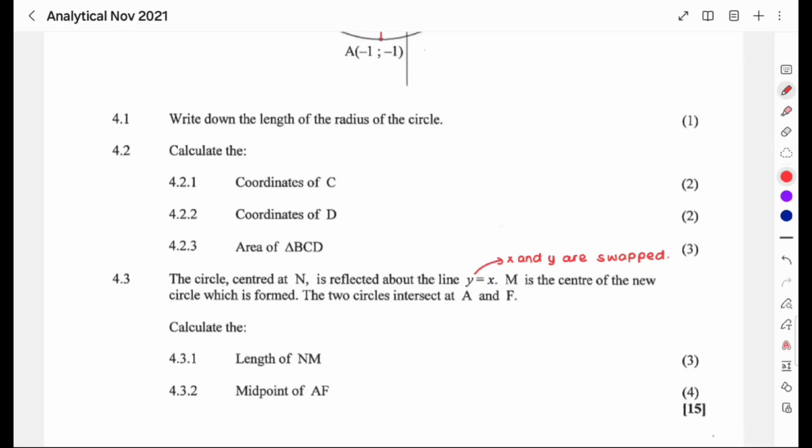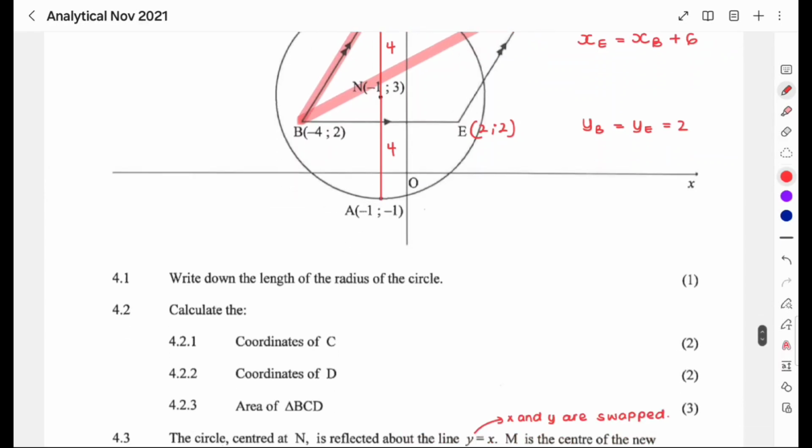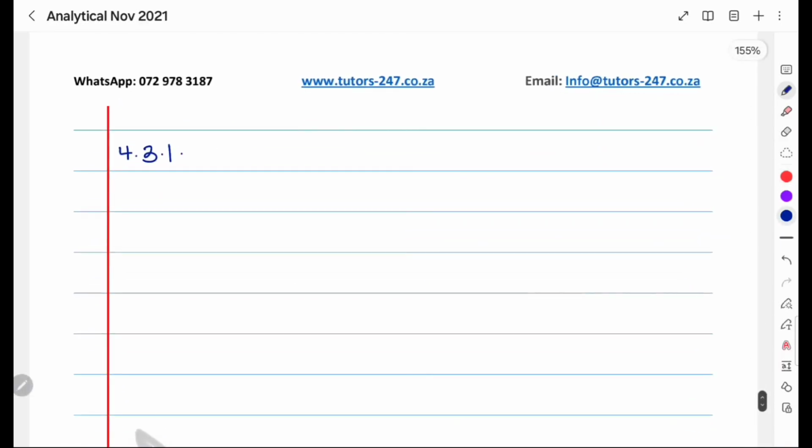Now, if you remember, I stated to find the coordinates of a function that has been reflected about the line y equals x, you swap the x and y value. So to find the coordinate of M, you are going to swap the x and y value of N. So the coordinate of M is going to be 3 and -1. You swap the x and y value of N. So let us just make a note of this. So the coordinates of M are 3 and -1.